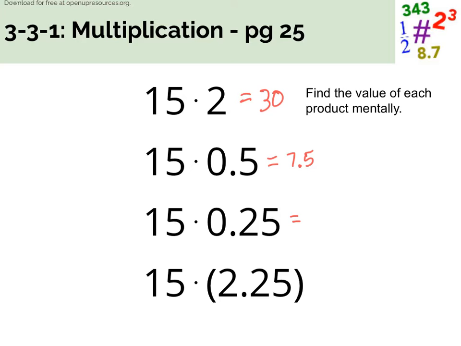15 times 0.25, which is 1/4. So 3.75. So that's kind of like half of the 7.5. And then 15 times 2.25. I can multiply 15 times 2, so that gives me 30. And then 0.25, that is 3.75. The answer is 33.75. Okay, so this kind of helped us get our brains thinking about math in general.